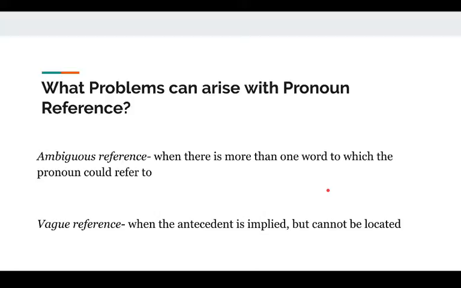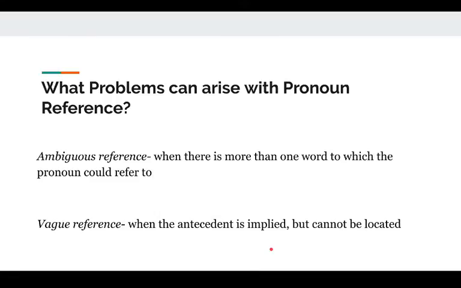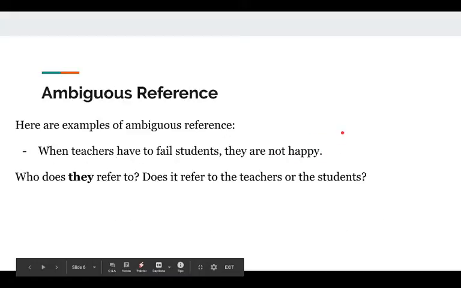With pronoun reference, what problems can arise? First we have ambiguous reference, which is when there is more than one word to which the pronoun can refer, and vague reference, which is when the antecedent is implied but it cannot be located. I'm going to be going through example sentences for both of these problems. First, for ambiguous reference, here is a sentence.